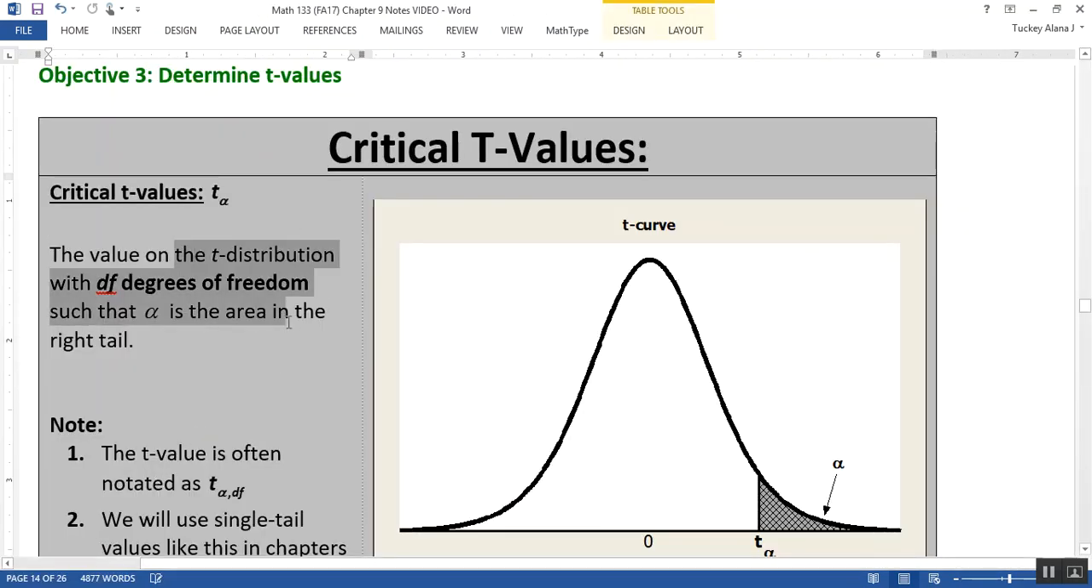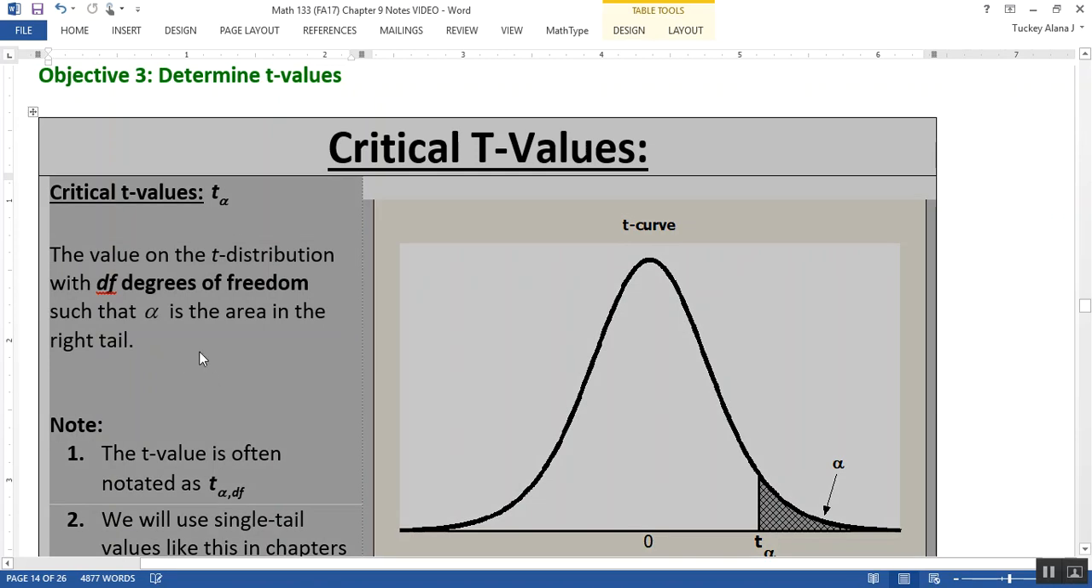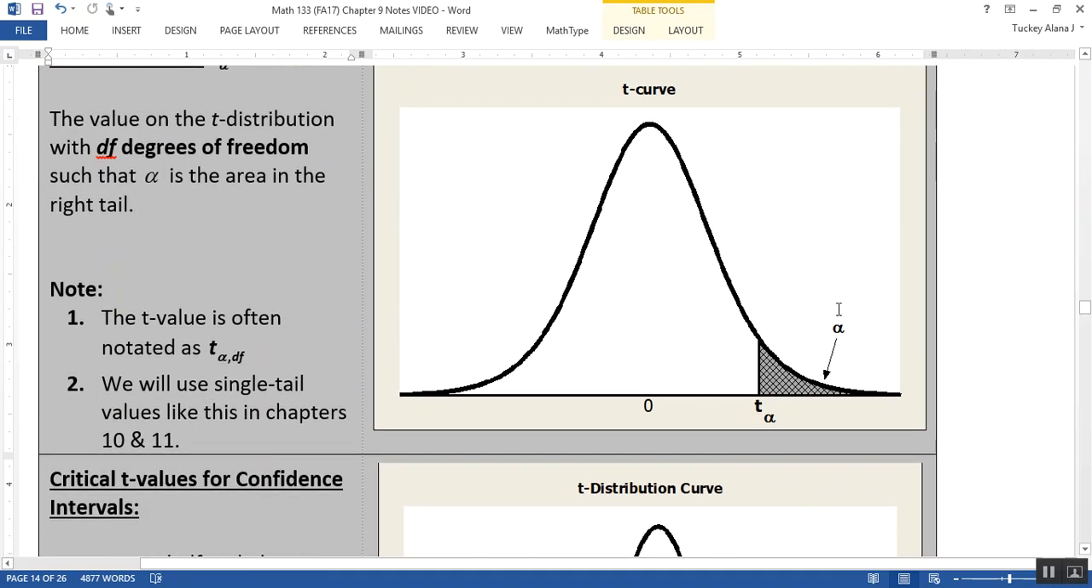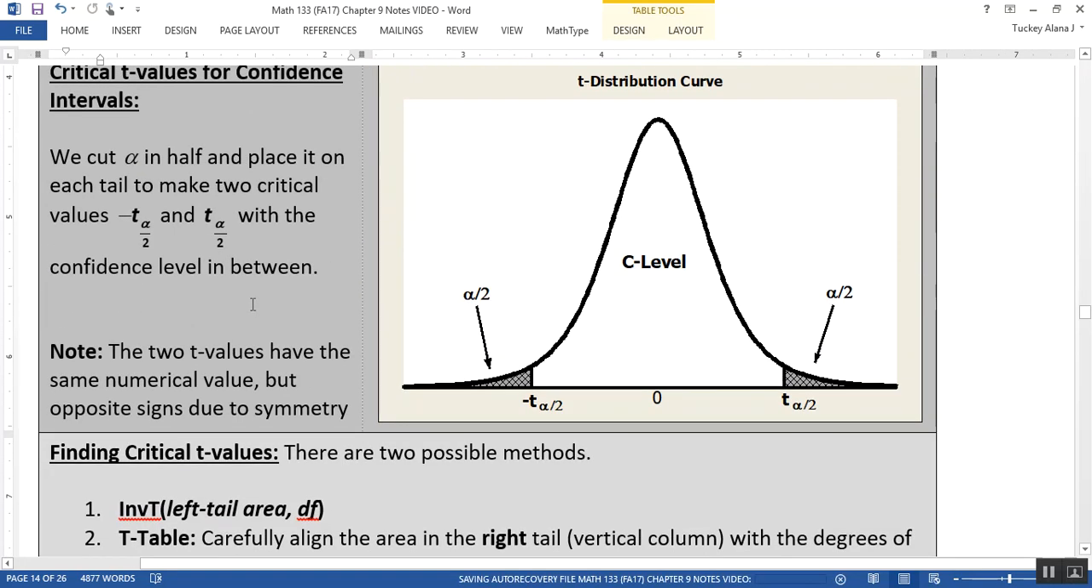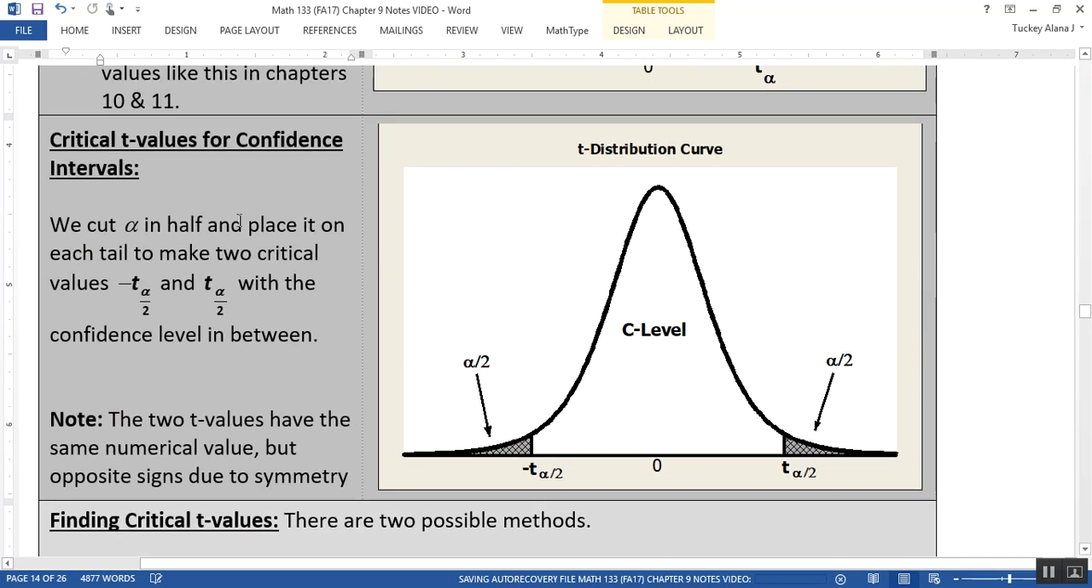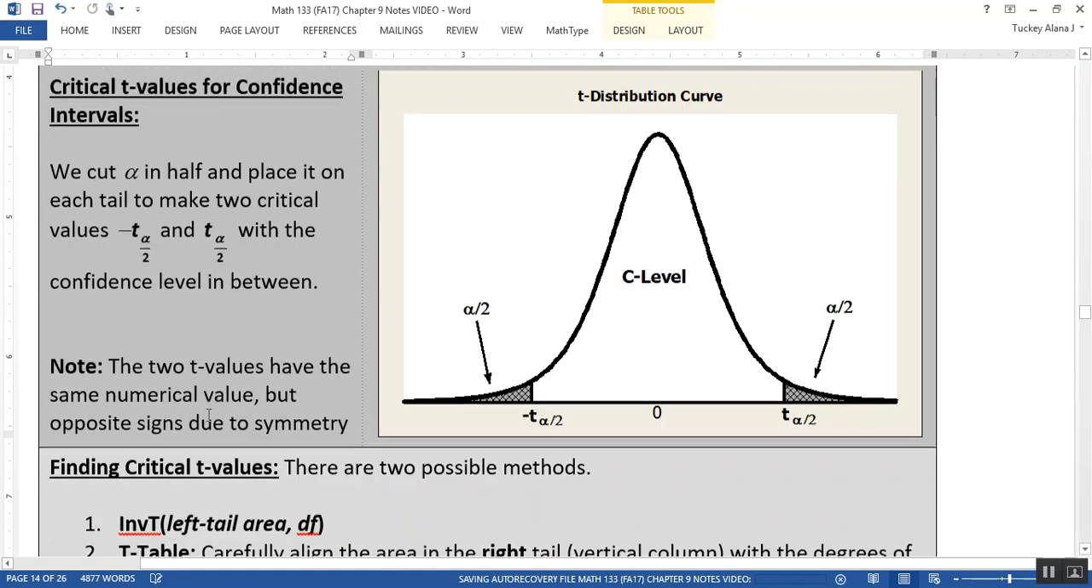So this particular picture at the top is more concerned with chapters 10 and 11, when you have a single tail possibility and everything's in the right tail or the left tail. We're particularly interested in this one right here, which is for chapter 9, which is for confidence intervals. So you have your confidence level in the middle, then you have your alpha over 2 in the right tail and your alpha over 2 in the left tail, just like we did for z-scores. And then we can find those.